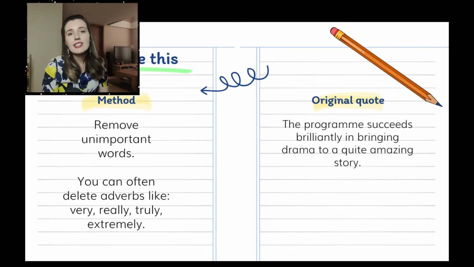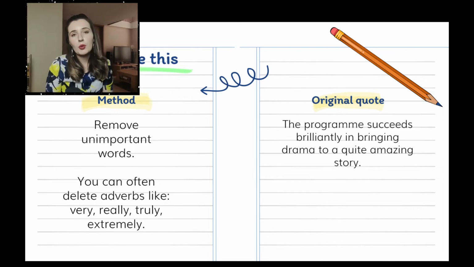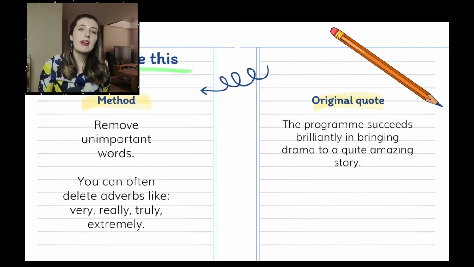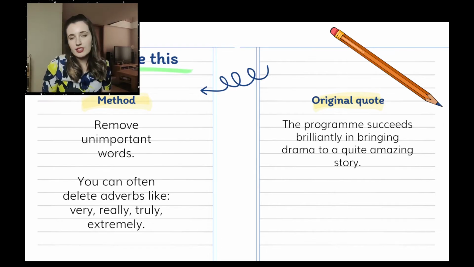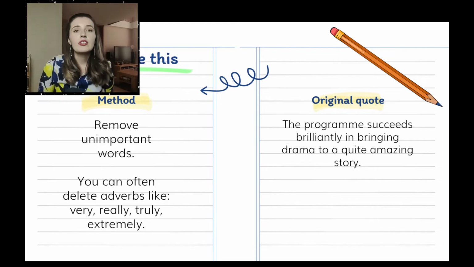Now let's have a look at my second method of paraphrasing. This method is to remove unimportant words. In a summary, you're aiming to take a large amount of text and make it the shortest possible to keep the most precise meaning. And often when we write, we're putting in lots of extra words that sound good, but that actually don't have too much meaning. And those are the words that I would encourage you to take away when you write your summary. So you can often delete adverbs like really, truly, very, extremely. These words don't often add a lot of meaning and they can be taken out.